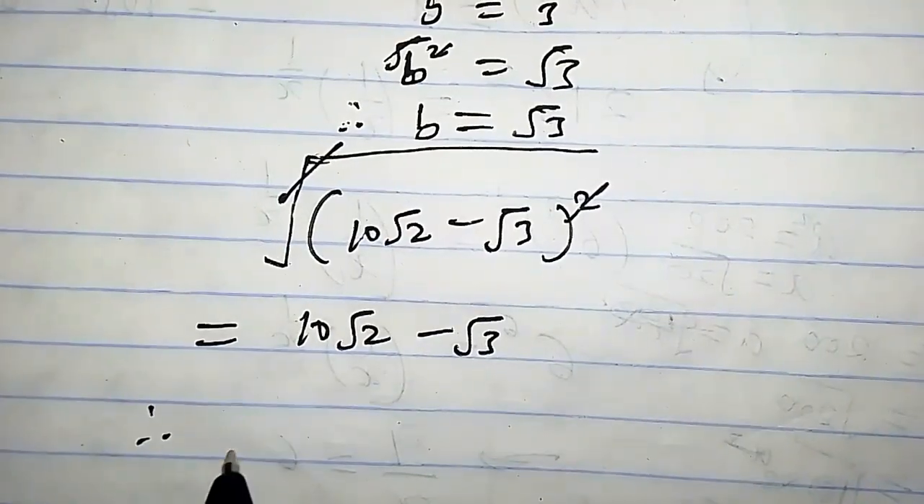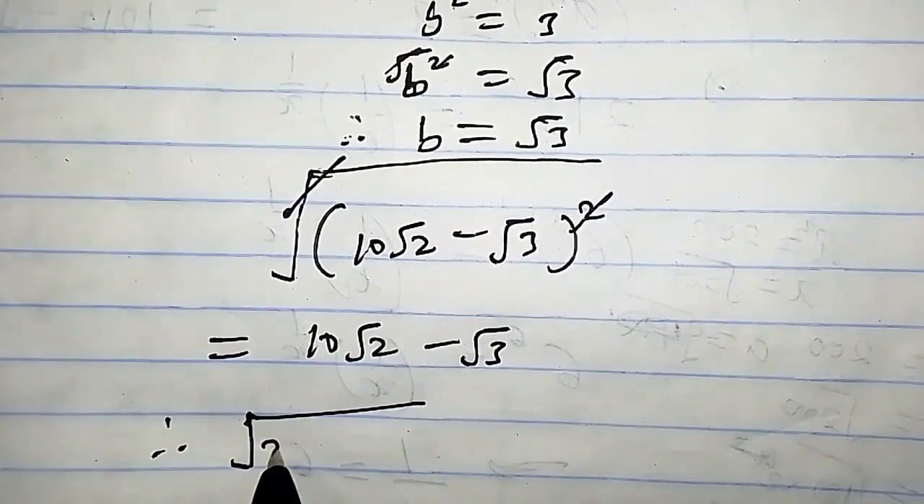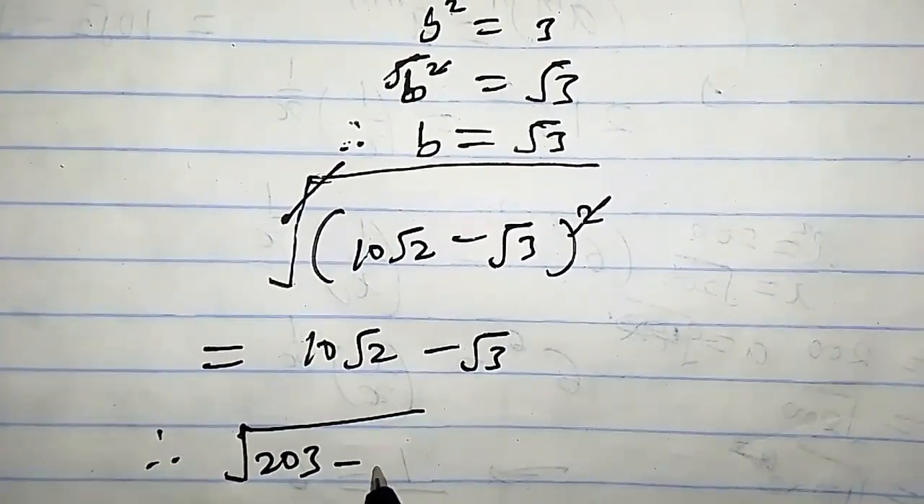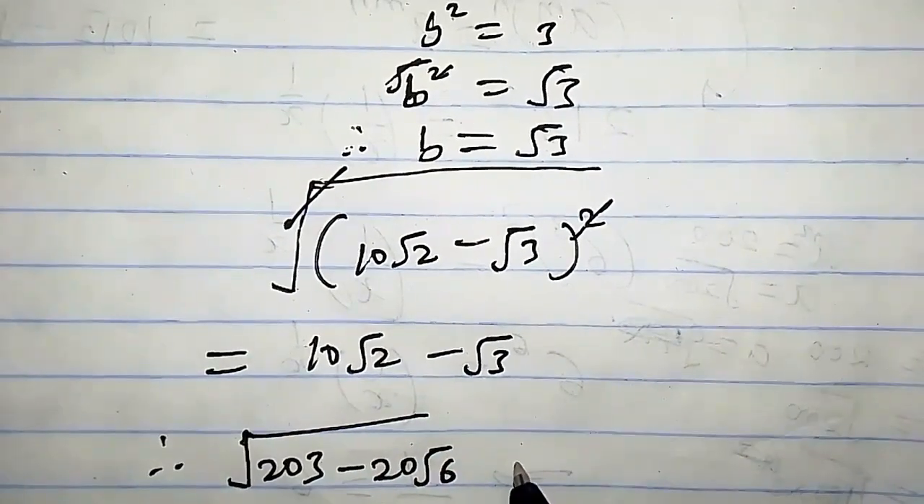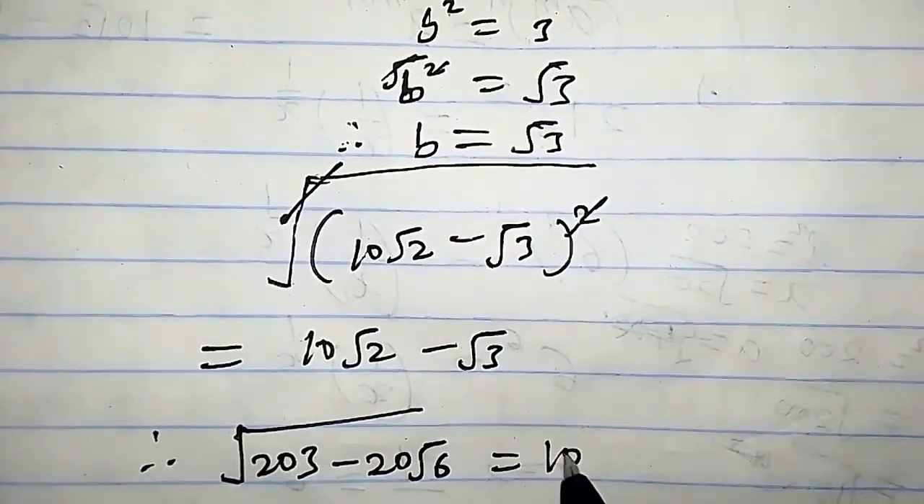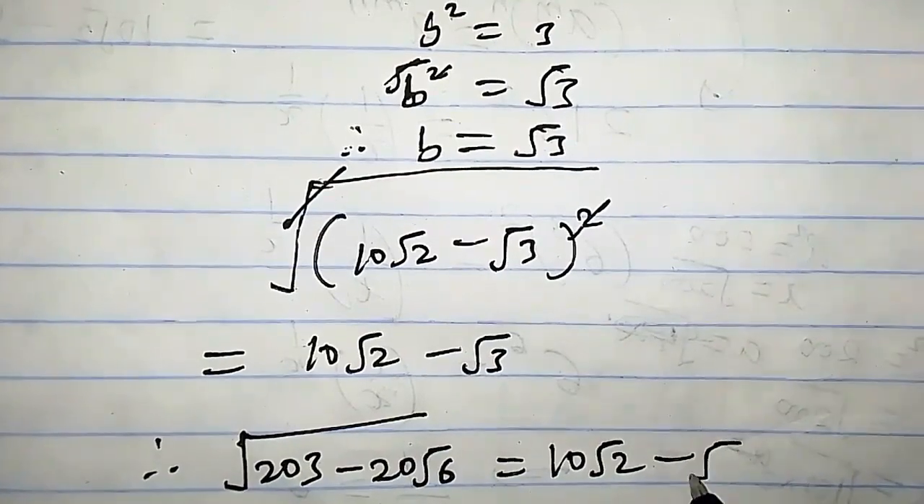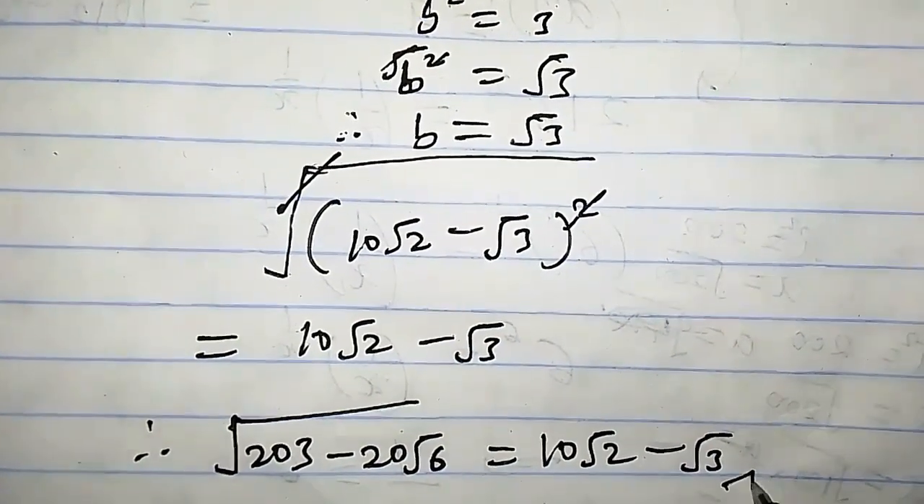Therefore, square root of 203 minus 20 root 6 is equal to 10 root 2 minus square root of 3. So this is the required solution for this problem.